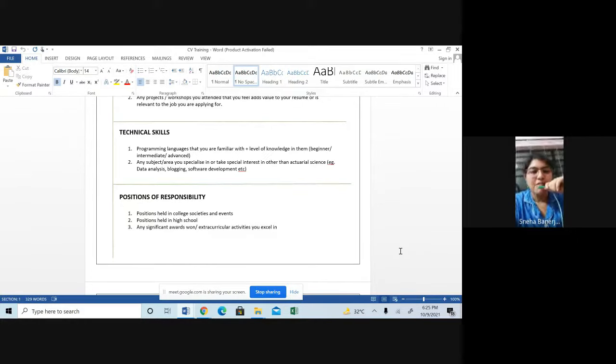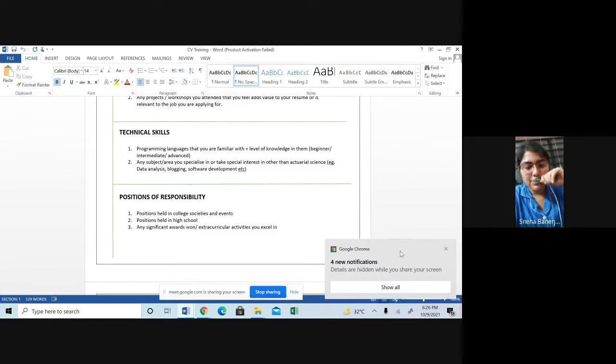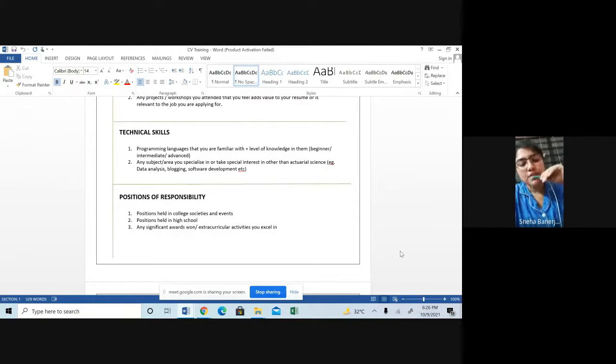So you must be familiar by now with the key sections that we spoke about: the objective, the education, the internships, the technical skills, and the positions of responsibility. Now, just to brief you about it, objective is a must. That's something that you must ensure that you've written out in a nice way. Don't make it too long, don't make it too short. Then, always keep your education above your internship experiences, because, again, you're freshers, you're starting out, so that is the order that should be maintained.